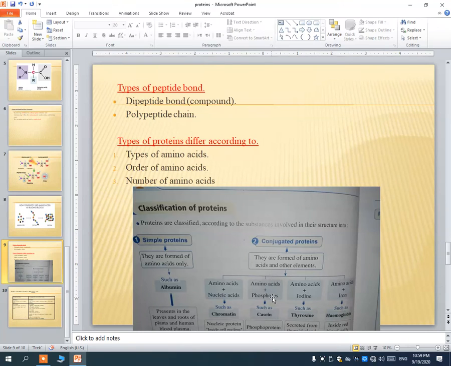Amino acid and phosphorus form casein or phosphoprotein. Then amino acid and iodine form thyroxine, which is secreted from the thyroid gland. Then amino acid and iron form hemoglobin, inside the red blood cells, which transfers oxygen around the body, between the body cells.